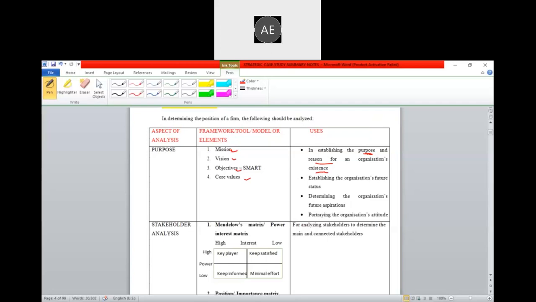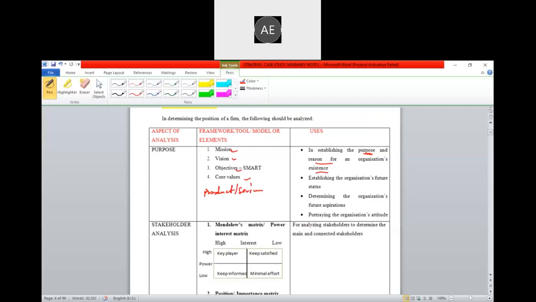Why was the organization established? That is the mission. The reason why that company was established is the mission of that organization. Okay, so a good mission statement must include the product. In fact, these are very important. Let me write it here. A good mission statement mostly talks about the product or the service of that entity.